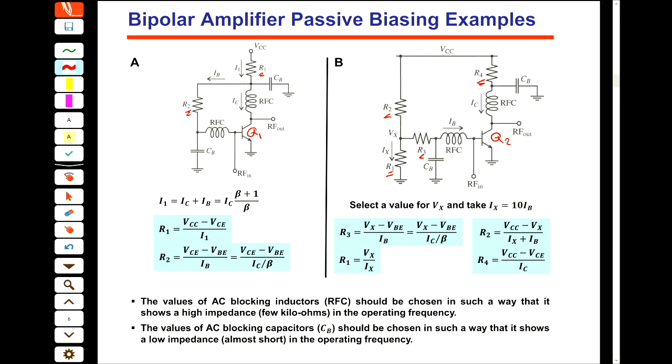In the first one, if we look at the current I1, we see that this I1 is the addition of this current and this current, which is IC and IB. And this IC and IB have the relation IC equals beta IB. And then you can see that this I1 is this one.